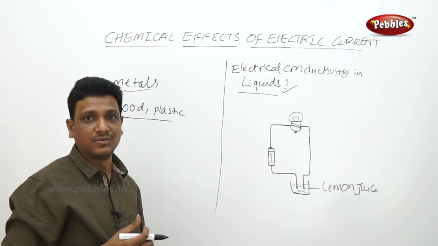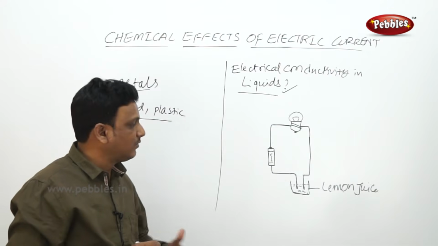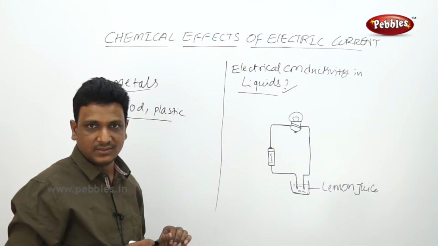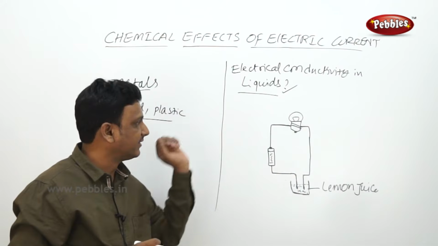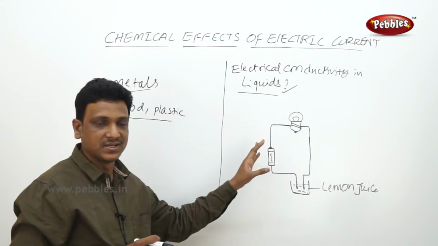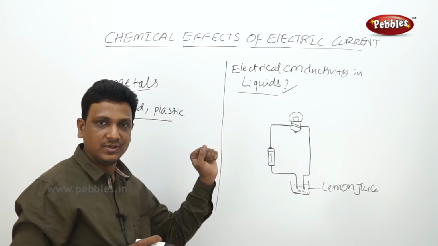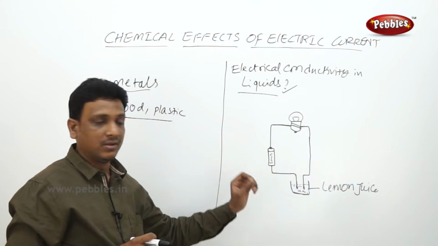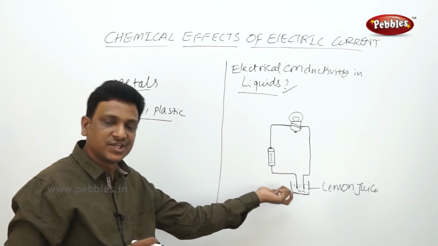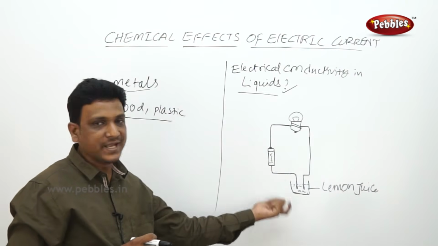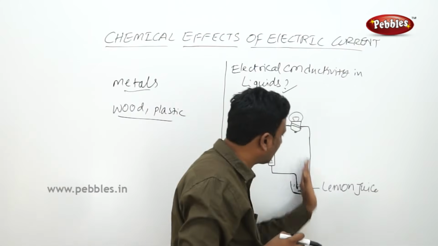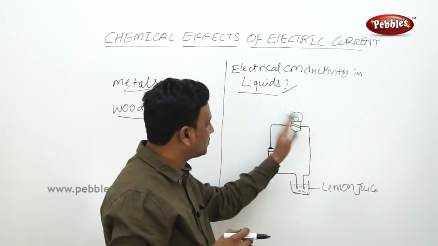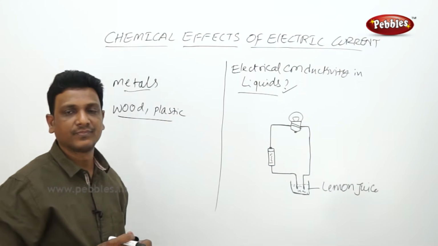In such cases, what to do? Sometimes the liquid we take here is a conducting liquid, but even then the bulb doesn't glow. The reason is not the bulb. It is in good working condition. The battery is fine. The bulb doesn't glow because the concentration, the quantity of this solution may not be sufficient to pass the electric current to the other terminal.